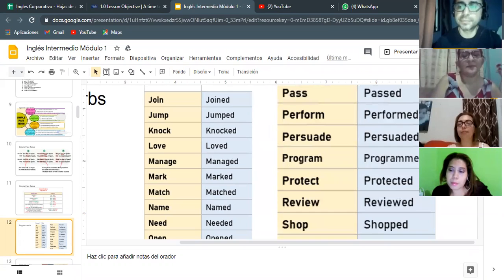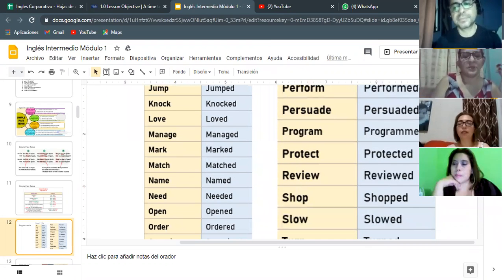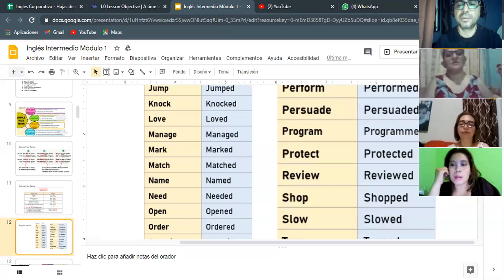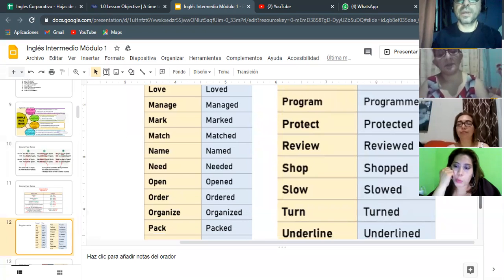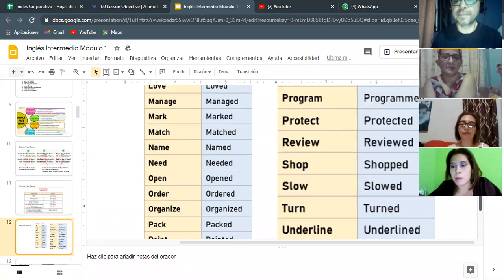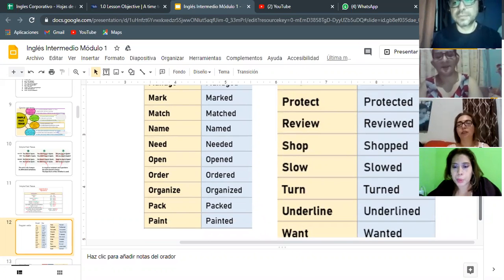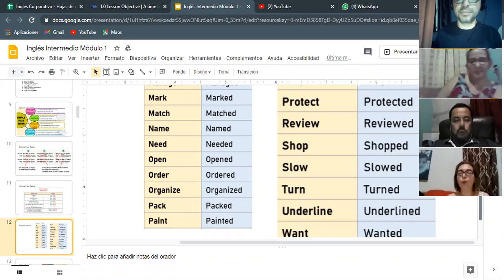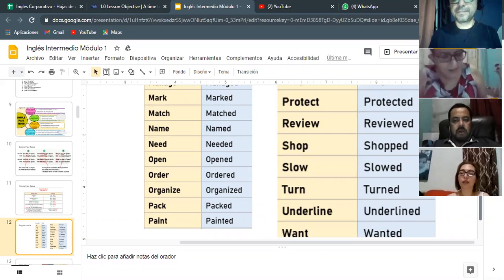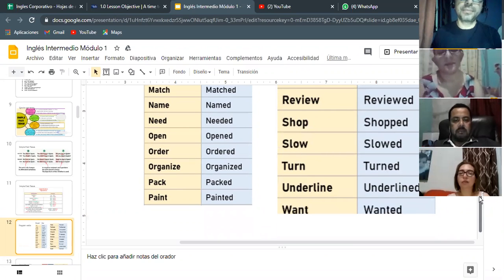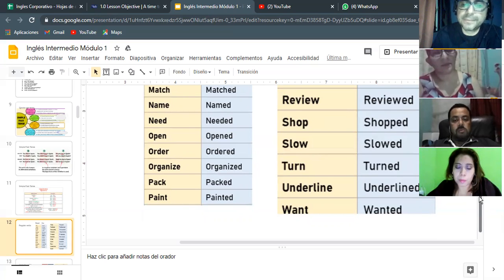Perform, performed. Pursue, pursued. Persuade, persuaded. Program, programmed. Protect, protected. Review, reviewed. Shop, shopped. Slow, slowed.